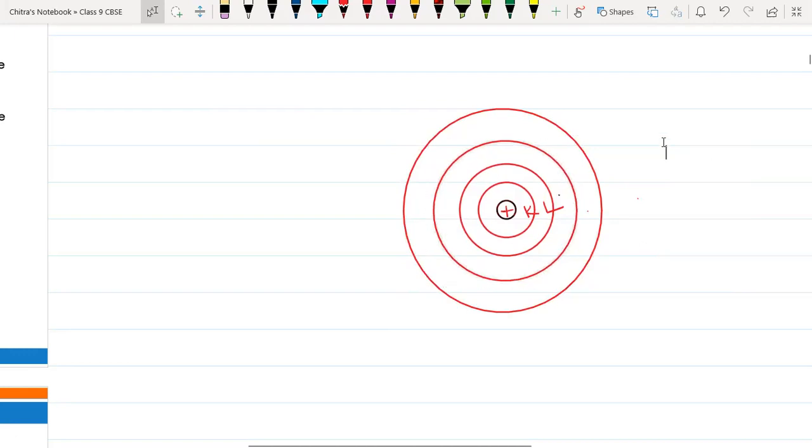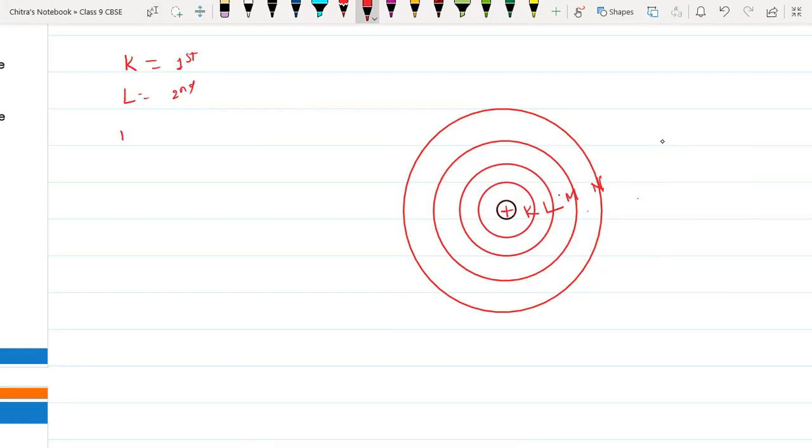Okay. So first is K, then we have L, then M, then N, then O, P, Q, R like this. Here K means the first shell, with only 2 electrons. K is the first shell. L means the second shell.